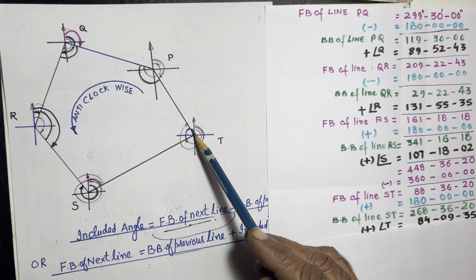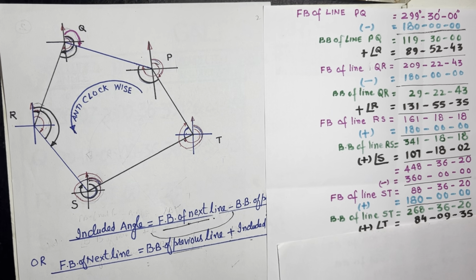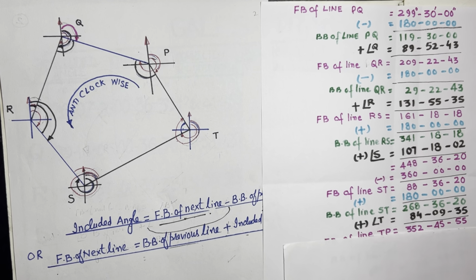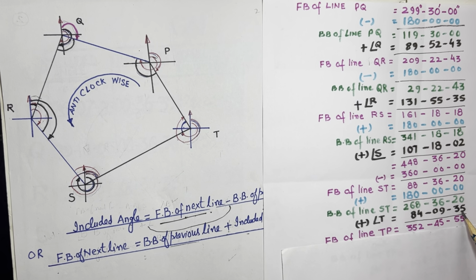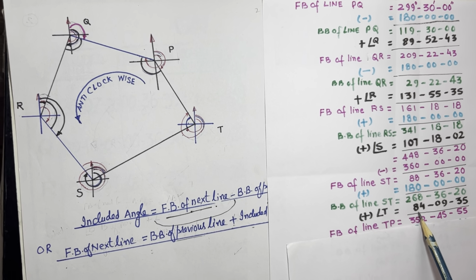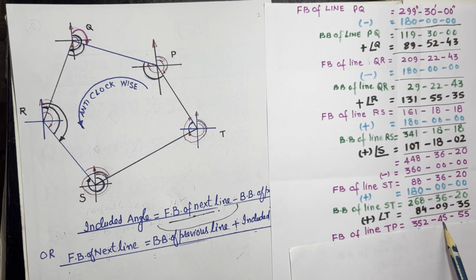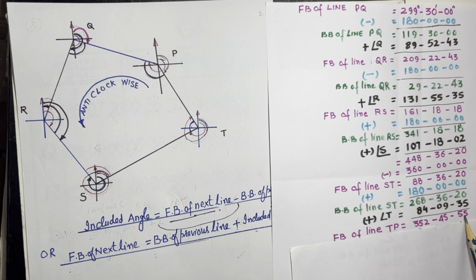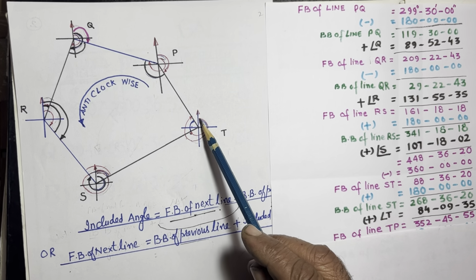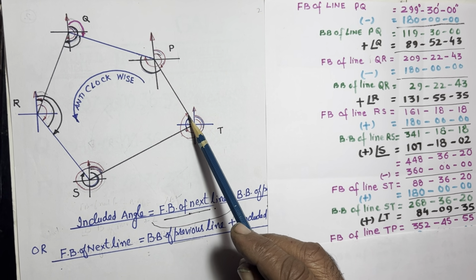Now add this angle. This angle is T. The correct value of angle T is 84 degrees 9 minutes and 35 seconds. So after this addition, we will get the fore bearing of line TP, 352 degrees 55 minutes and 55 seconds. This is the fore bearing of line TP.